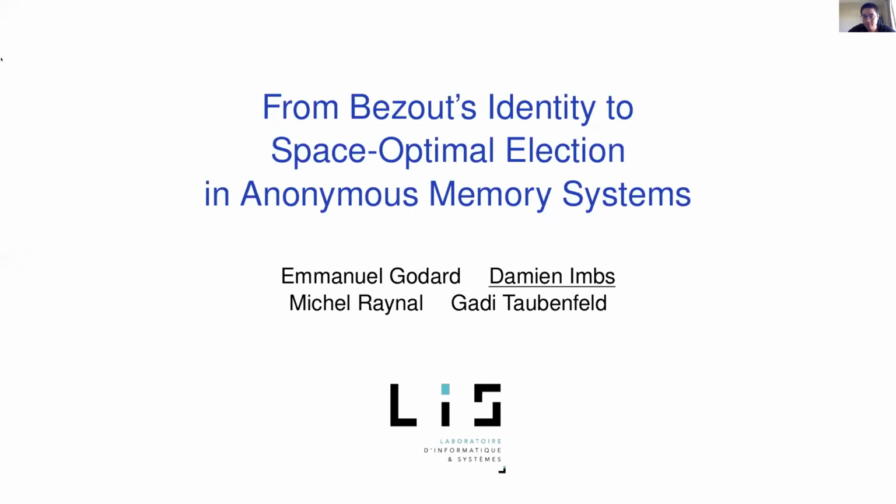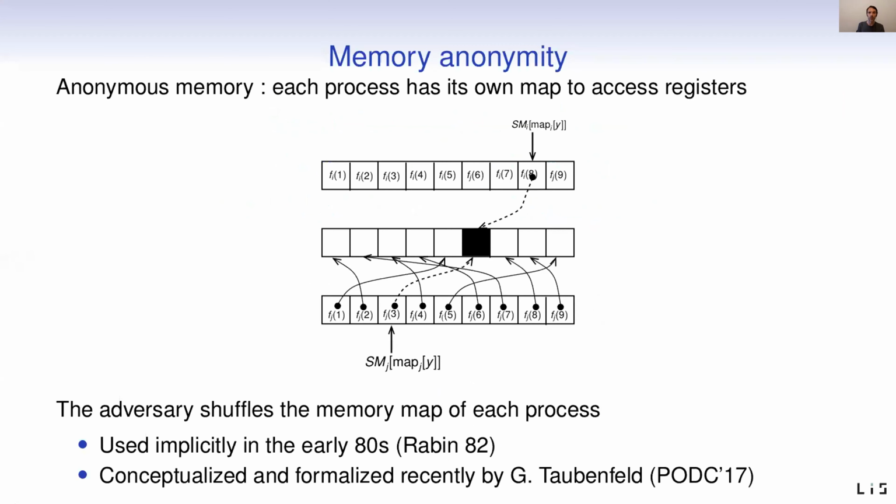Thank you. Great. So this is a joint work with Emmanuel Godard, Michel Raynal, and Gadi Taubenfeld. And this work is about leader election in anonymous memory systems. And we'll see how we use Bézout's identity to solve the problem. So in an anonymous memory system, each process has its own map to access registers. So every process can access the same set of registers, but they index them differently.